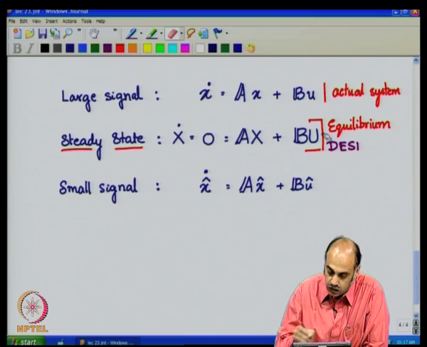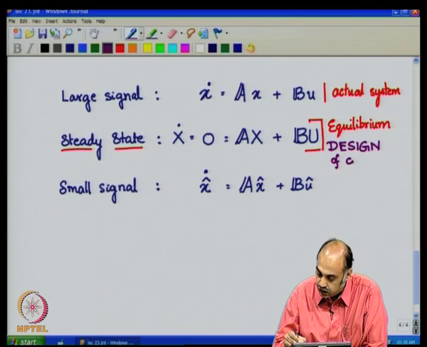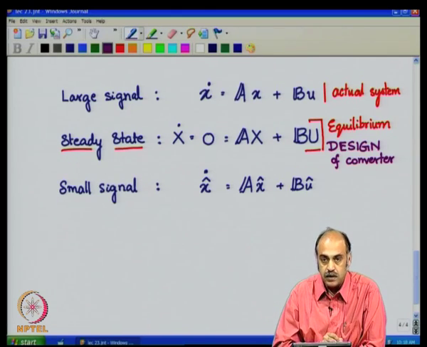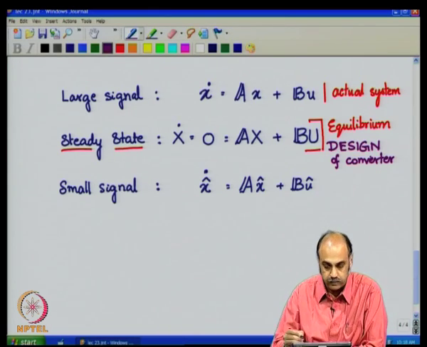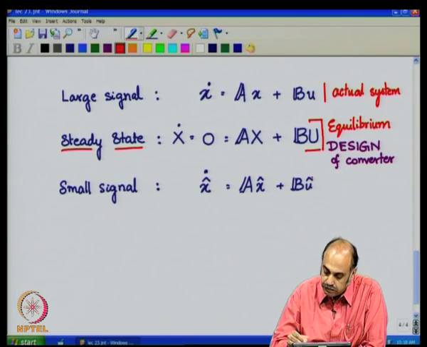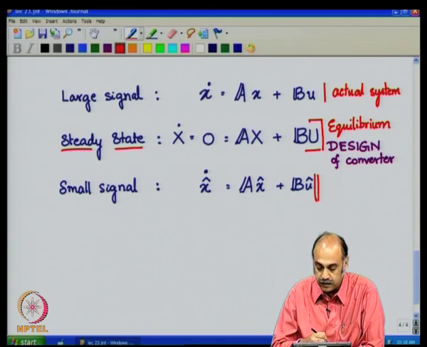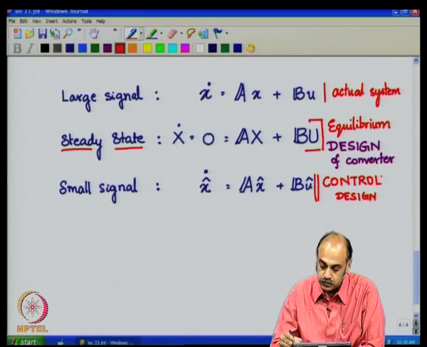So, you would have recalled the design of the plant or converter, designing the value of the inductor, designing the value of the C, and so on and so forth. Probably in a much later class, we will see how we will use the steady state model to design the converter. And then the third part, the one which we have struggled so long to get, the small signal model, is used for control purposes, control design, and also to design the controller.